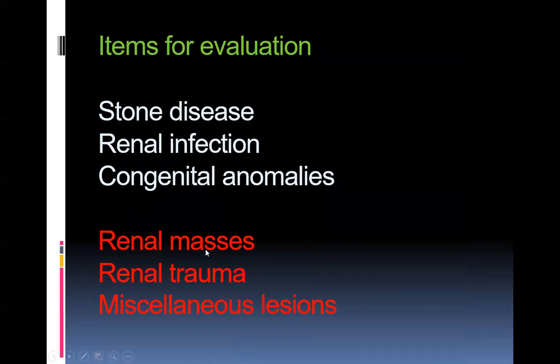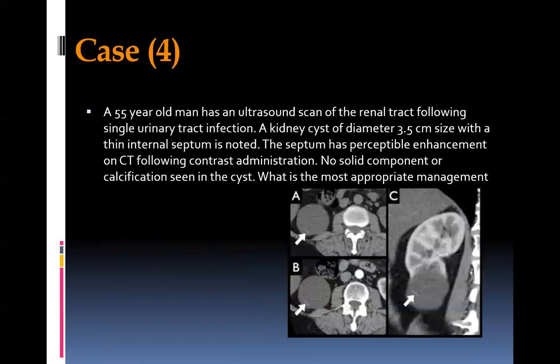So now let's begin with the renal masses. This is an example of a 55-year-old man who had an ultrasound, and a kidney cyst of 3.5 centimeters was seen with an internal septum. A septum is a thin, cord-like structure inside the cyst. The septum has perceptible enhancement. Perceptible means it's not actually measured enhancement. It looks like the septa is enhancing after contrast, but it isn't sure whether it is enhancing or not unless you measure the enhancement.